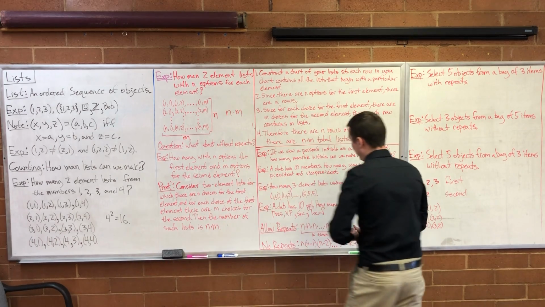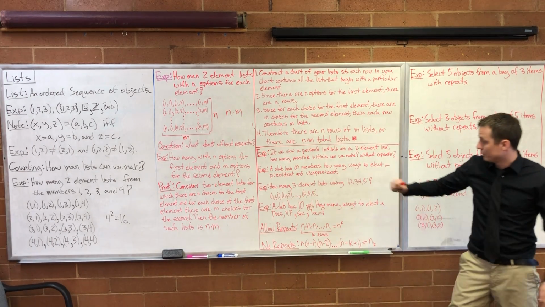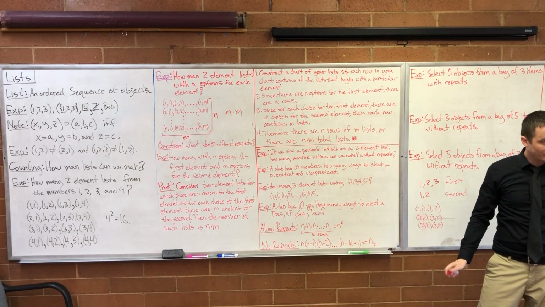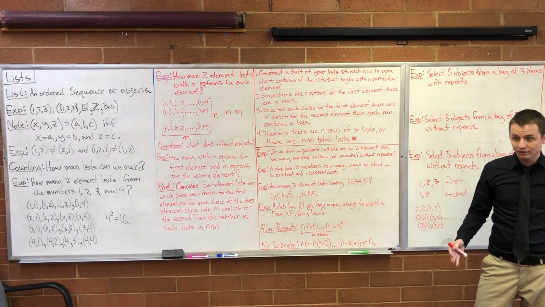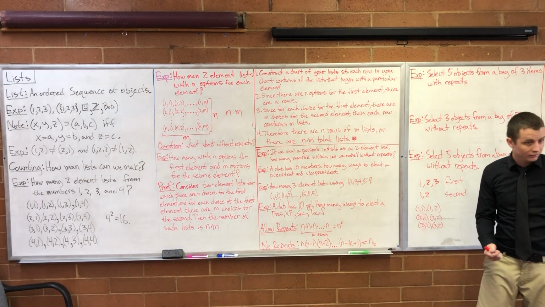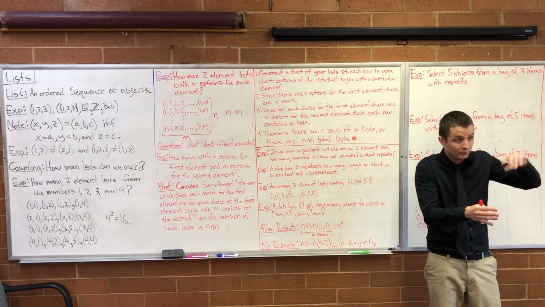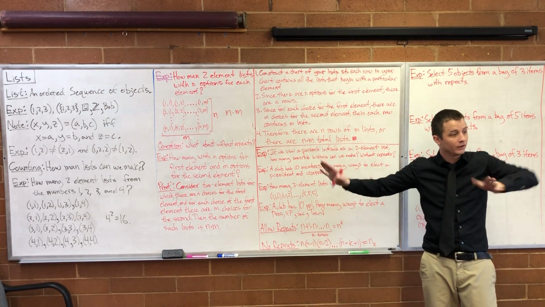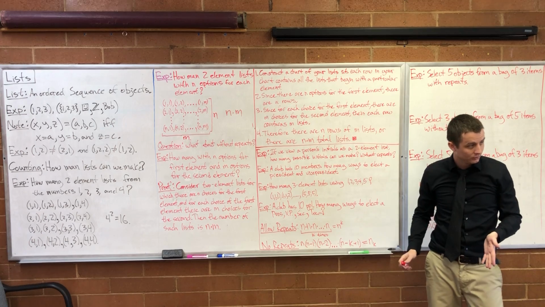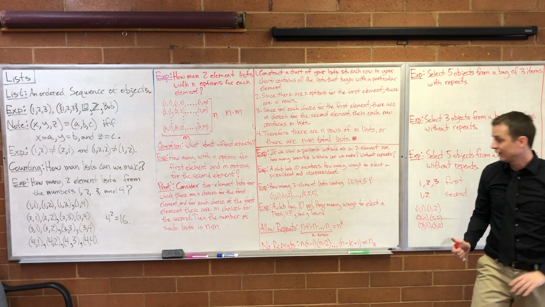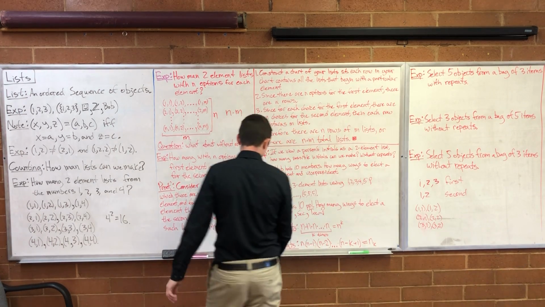Make sense? So, a club has 10 members. How many ways to elect a president and a vice president? 90. There's 10 options for the president. Now we've chosen someone to be the president, so now there's only 9 people left over that we have to choose from for the vice president. Make sense? 10 times 9 ways that we can do that, so 90.